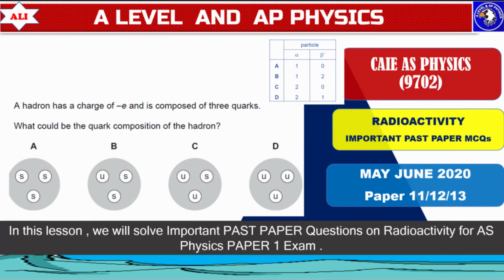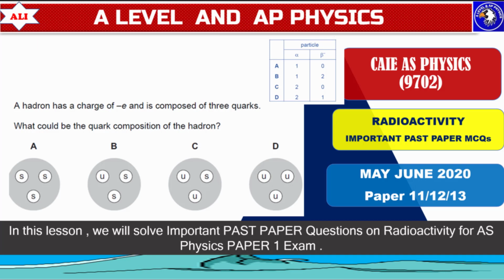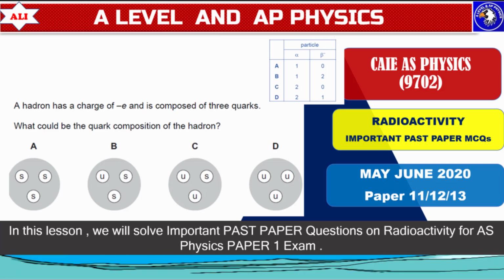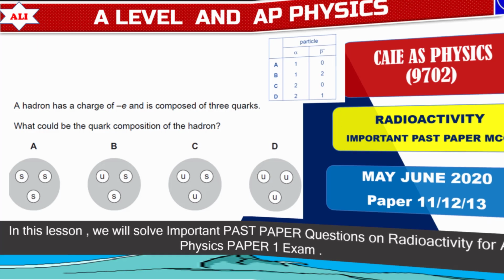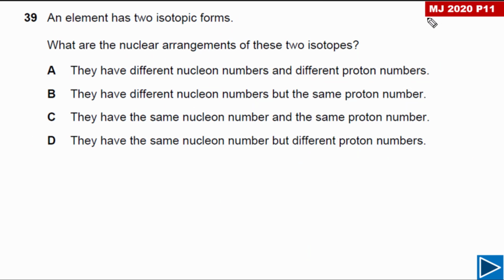In today's lesson, we will discuss important past paper questions on radioactivity from May-June 2020. Our first question is from May-June 2020, paper 1-1. For this question, it is given to us that an element has two isotopic forms, and the question is asking us what are the nuclear arrangements of these two isotopes.